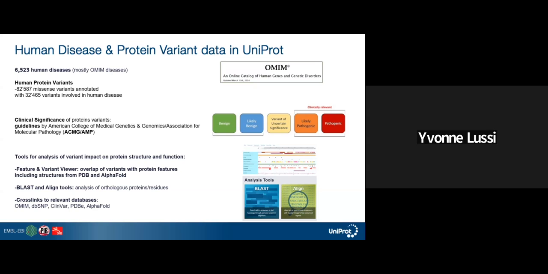Next to this variant and disease data, we provide tools for the analysis of variant impact on protein structure and function. You can use the feature and variant viewer to analyze the overlap of variants with protein features, including structures from PDB and AlphaFold. And you can use BLAST and align tools to analyze your protein sequence of interest, to find orthologs and identify residues of interest. And importantly, we also provide over 180 crosslinks to relevant databases such as OMIM, dbSNP, ClinVar, PDBe, and AlphaFold.